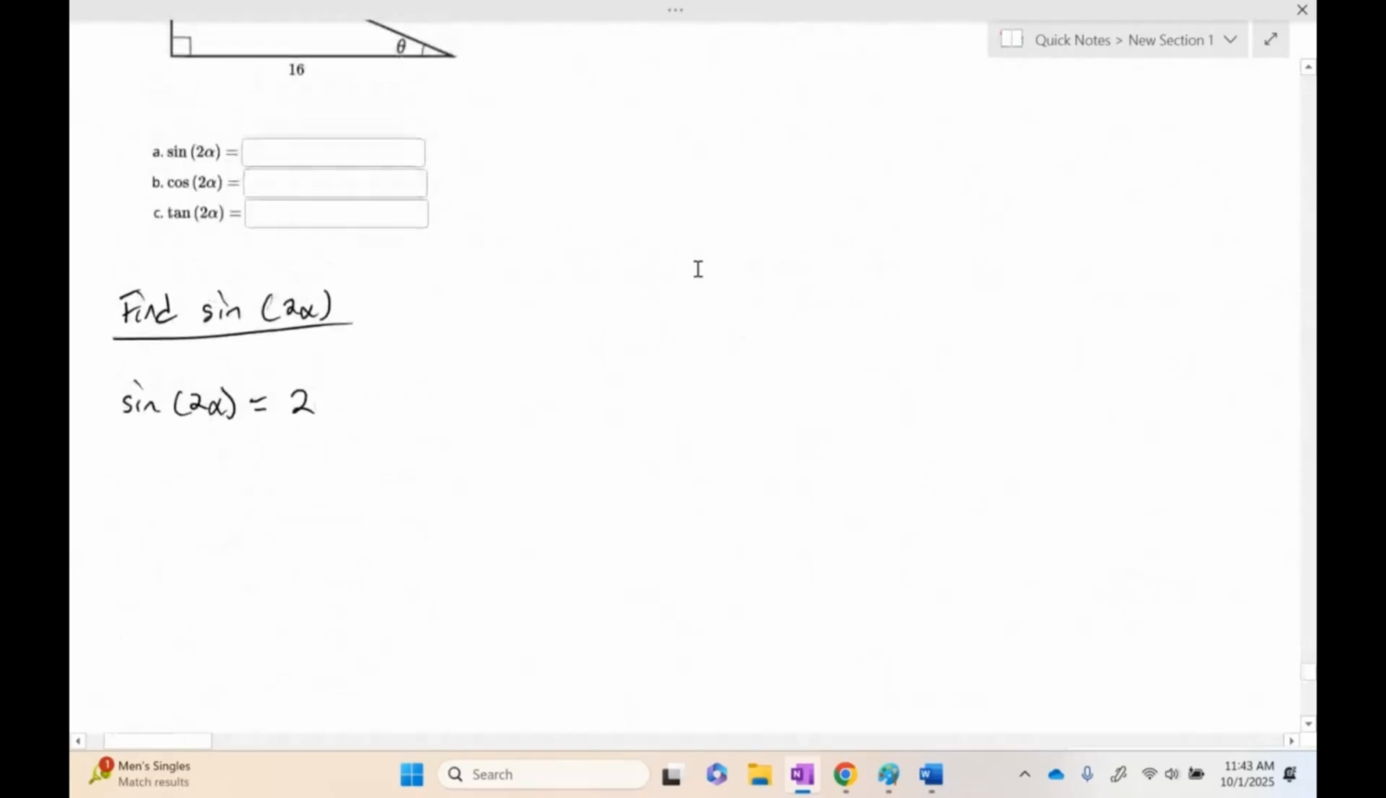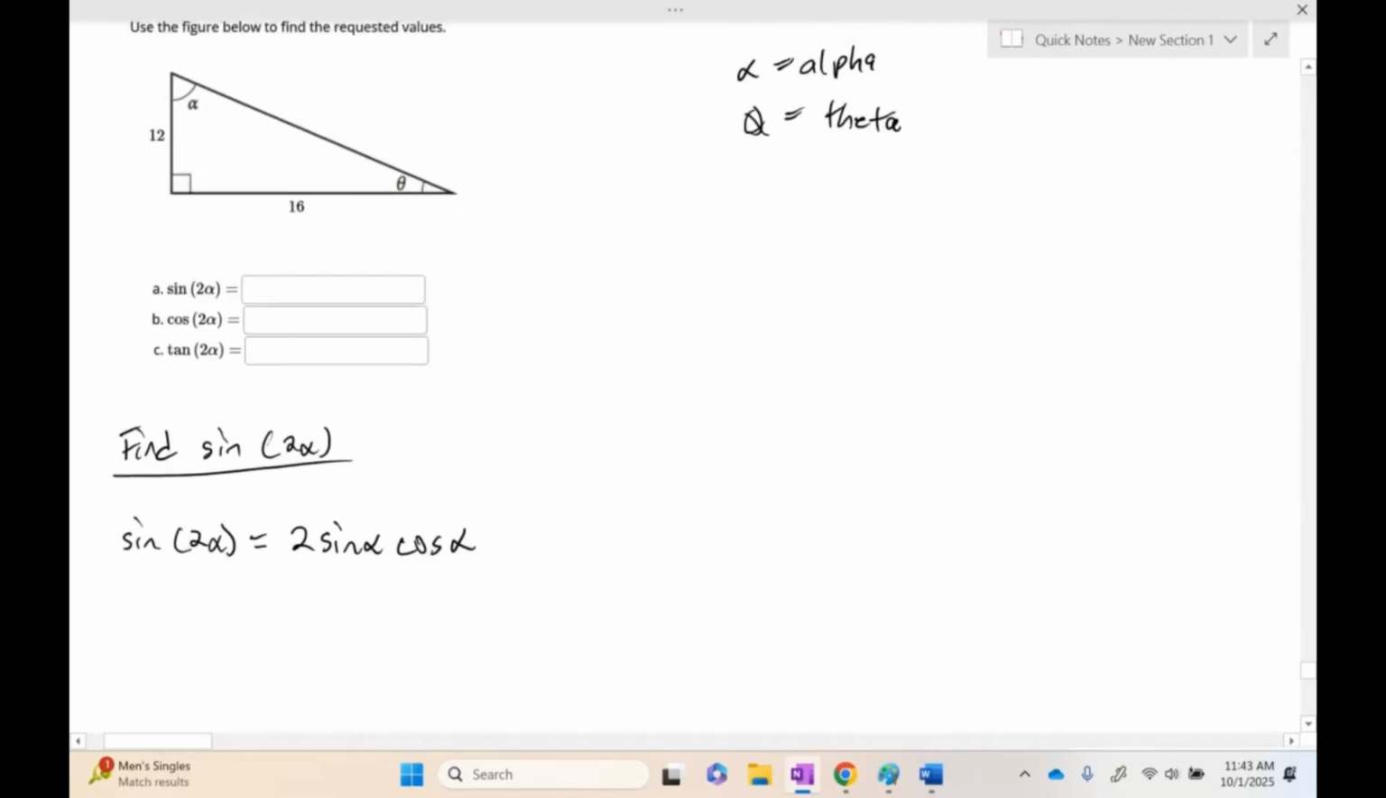So 2 times the sine of alpha times the cosine of alpha. In order to complete this, we need to know what's the sine of alpha and what's the cosine of alpha. Since this is just a triangle that's hanging out in space, remember Chief Sohcahtoa: Oscar had a heap of apples. All right, so we're going to have to set up a trig function.